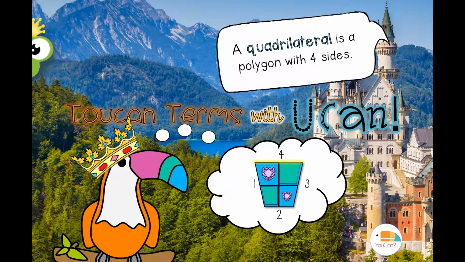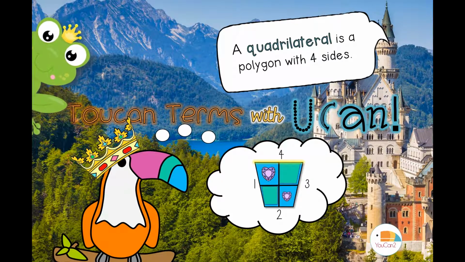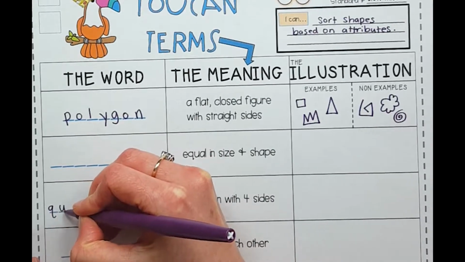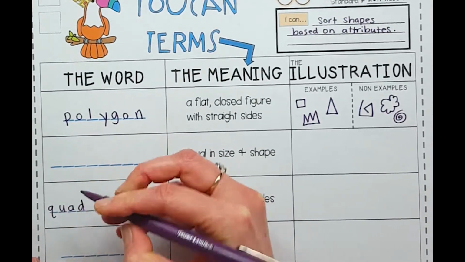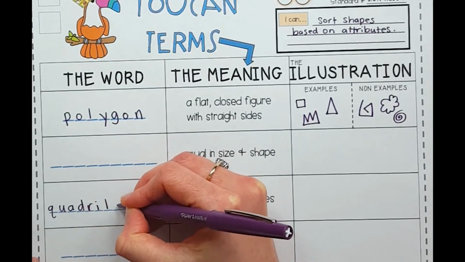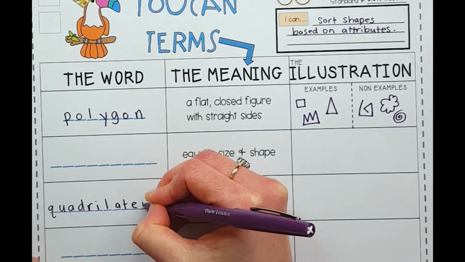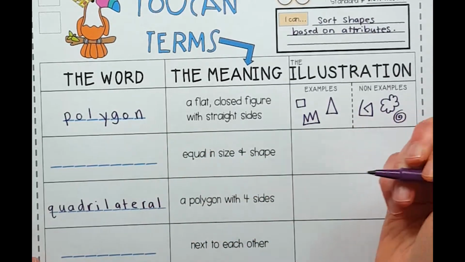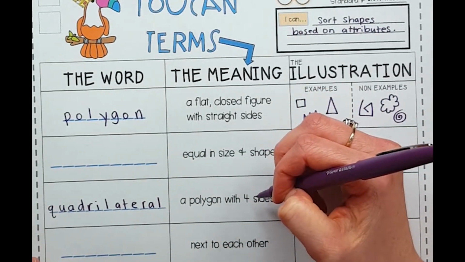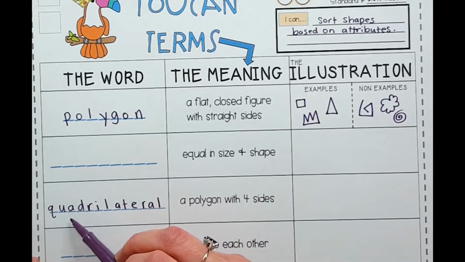It's a quadrilateral. Hey, it's the Frog Prince. What do you got for us? Learning the word quadrilateral won't be a bore. Lateral means sides and quad means 4. Next word is quadrilateral. Quad means 4. Lateral means sides. So basically 4 sides. It's a polygon with 4 sides.